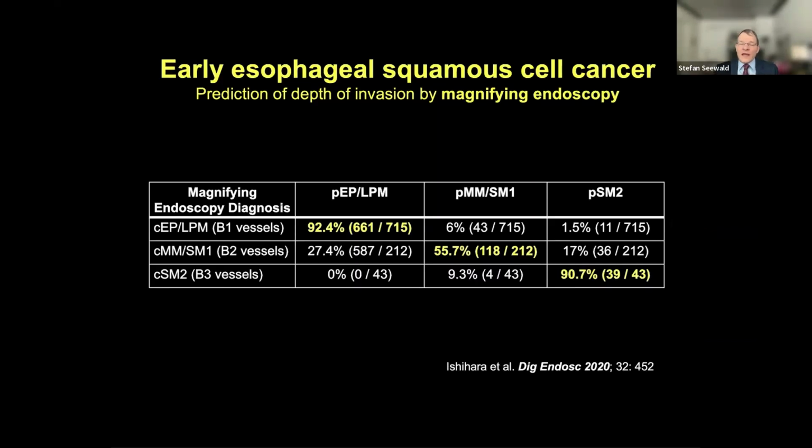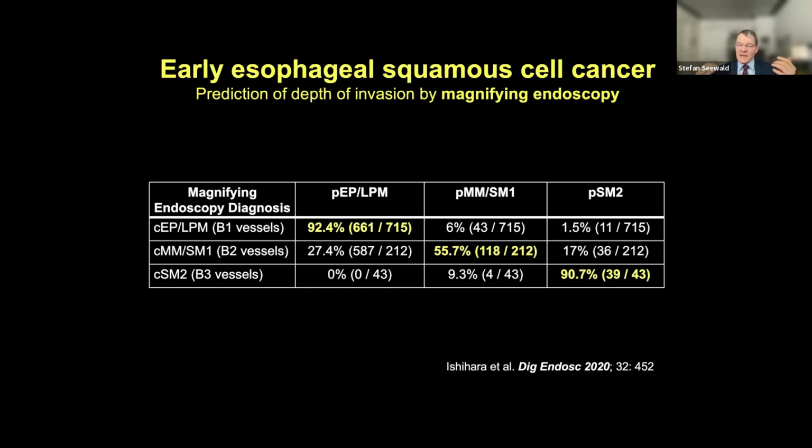When we look now at the sensitivity of this classification, we can admit that if we want to distinguish between mucosal and submucosal cancer, the sensitivity is not that good. It's only 55%. However, when we want to distinguish between regular esophageal mucosa and dysplasia, sensitivity is very high. It's 92%. And also, if we have a deep submucosal invasion, the sensitivity is 90%.